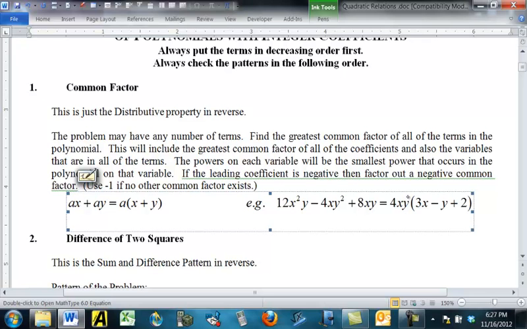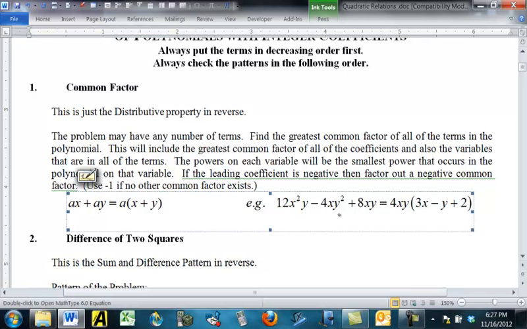So 12 divided by 4 is 3, x squared divided by x is x, and y divided by y is 1, so you get 3x here. Then we have negative 4 divided by 4 is negative 1. There's our coefficient. The x's cancel out, and y squared divided by y is y. And of course 8 divided by 4 is 2, and then the xy's cancel completely, and so we see the answer is 4xy times parentheses 3x minus y plus 2.